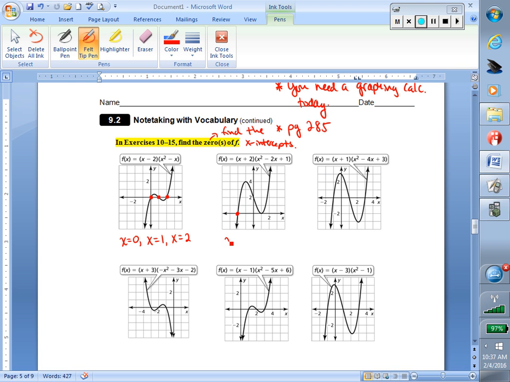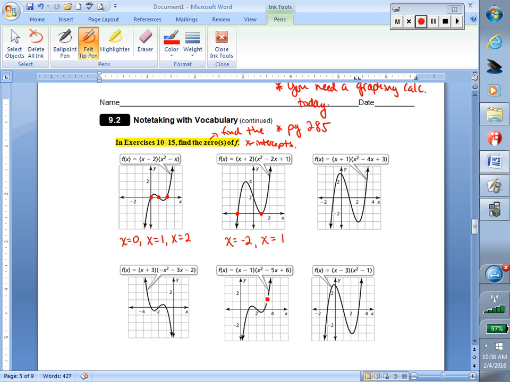X-intercept at -2 and an x-intercept at 1. So all it has to do is touch it. I know the ones on the first one, they crossed it also. But it's okay if it just touches it like we see in the second one.